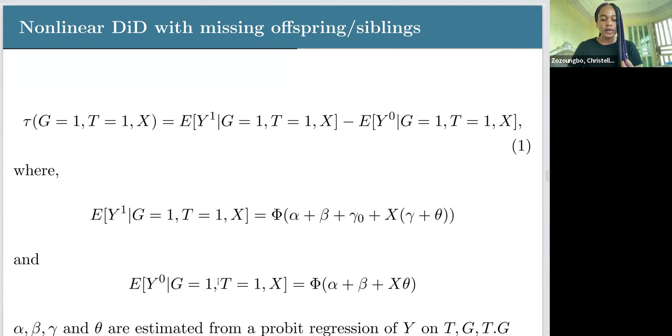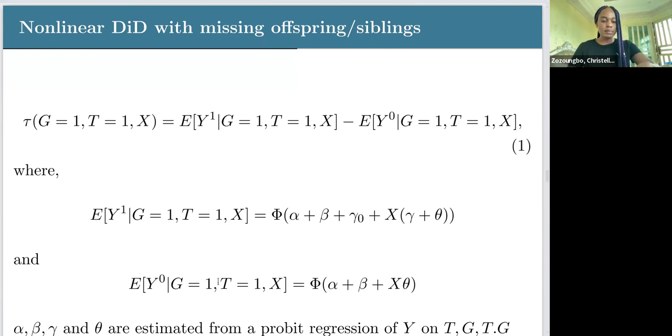So for what I'm presenting today, basically the heterogeneous treatment effect on the treated for individuals with characteristic S is just the difference between the conditional expected potential outcome with treatment and the conditional expected potential outcome without treatment.